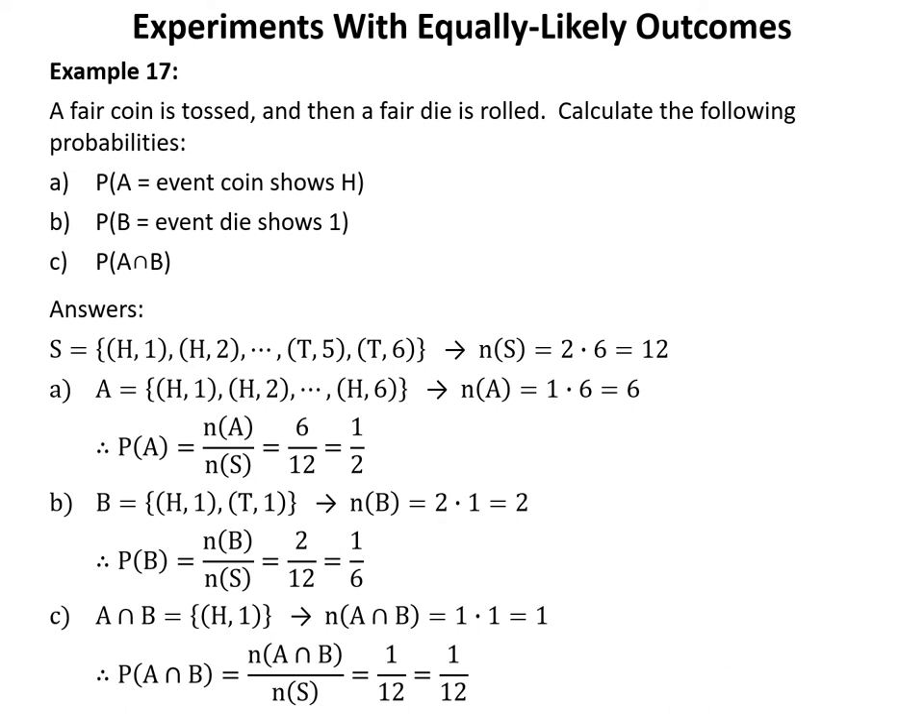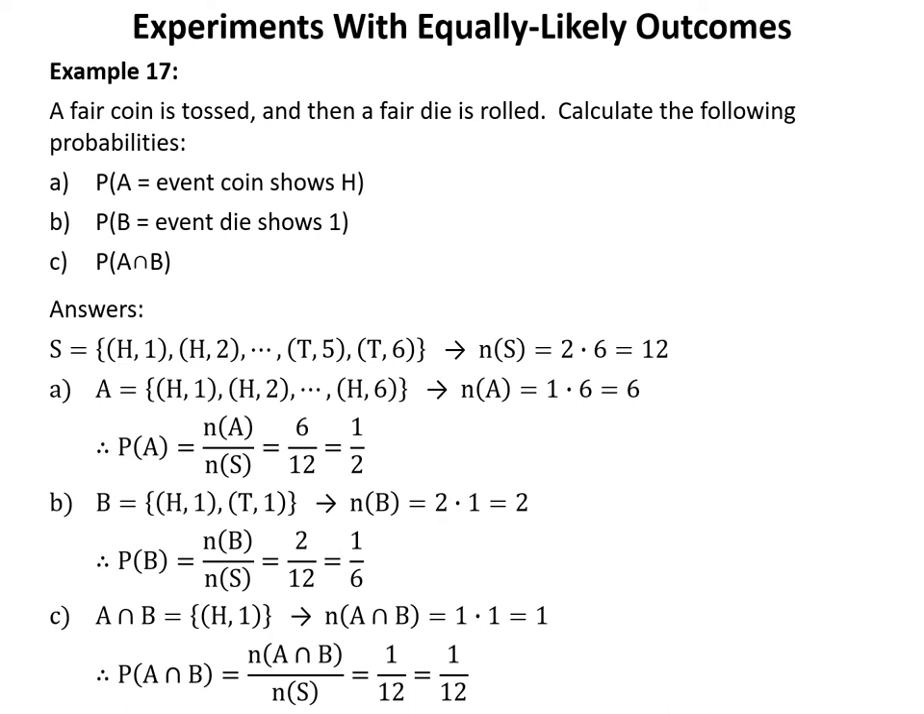So to answer this question, we start off using the premise that the coin and the die are fair, which would make each of the overall outcomes equally likely. And we can list those outcomes as being everything from heads 1 through heads 2 all the way through tails 5 and tails 6. So using the multiplication principle, we can determine that the number of outcomes in the sample space is equal to 2 times 6, which equals 12.